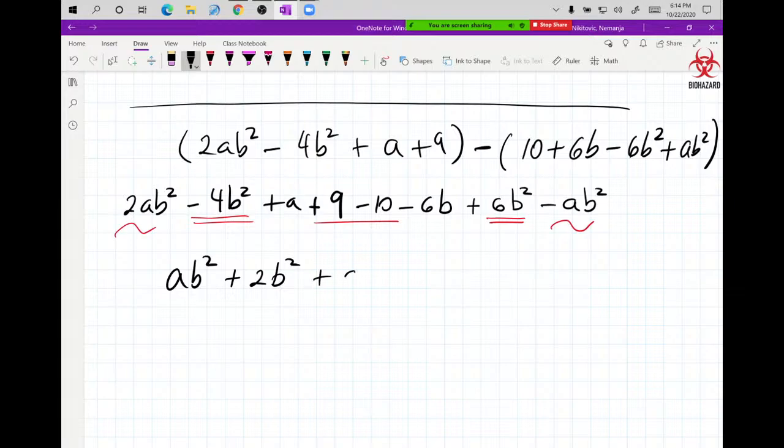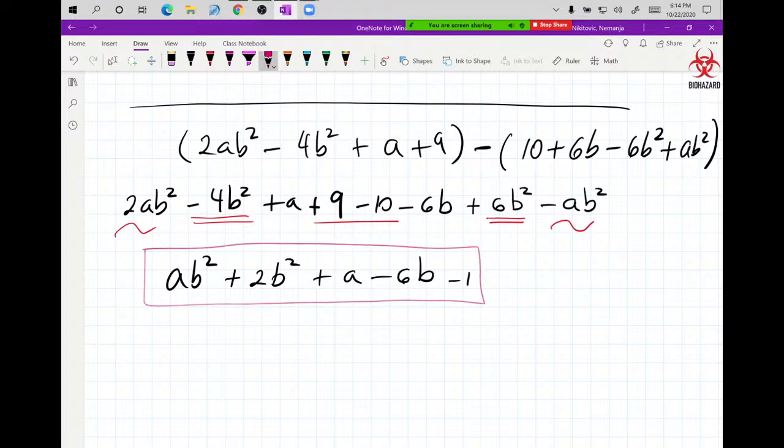We have plus a minus 6b. And finally, 9 minus 10 is? 8. Oh, 9 minus 10 is negative 1. Negative. That's it. Yeah, that's all we need.